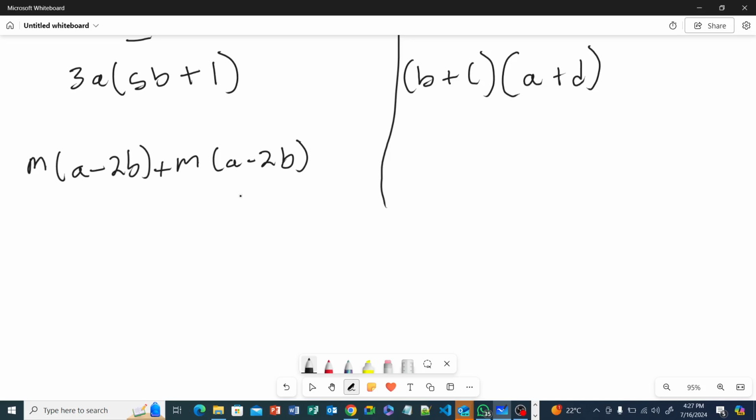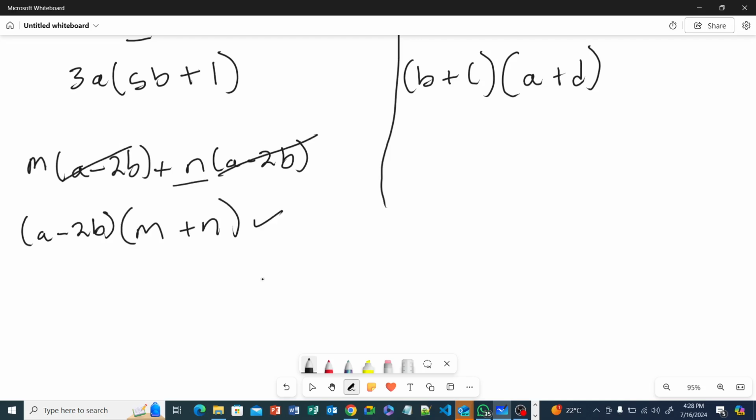Now the highest common factor between the two terms is your parenthesis, the brackets, which is a minus 2b. When you factor out a minus 2b, what are you left with? Then you open your bracket. On the first term, you are left with m. On the second term, you are left with positive n because you have factored out that and that. Get it?